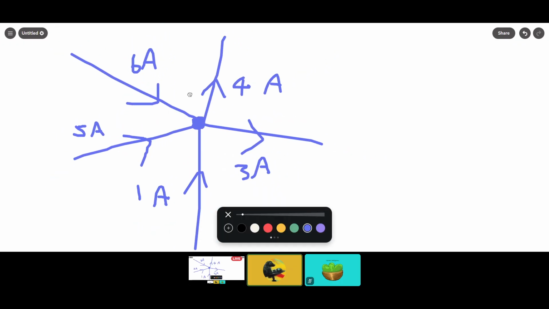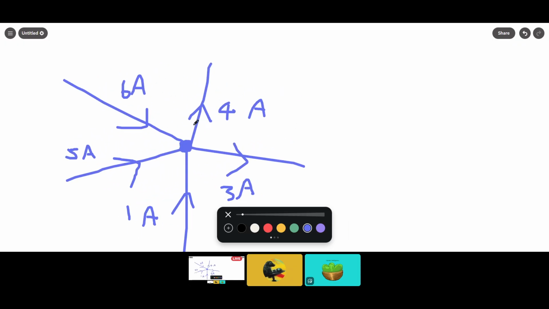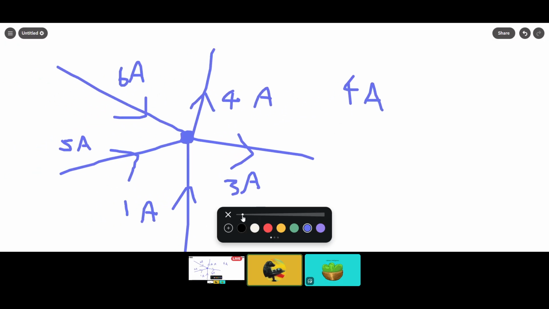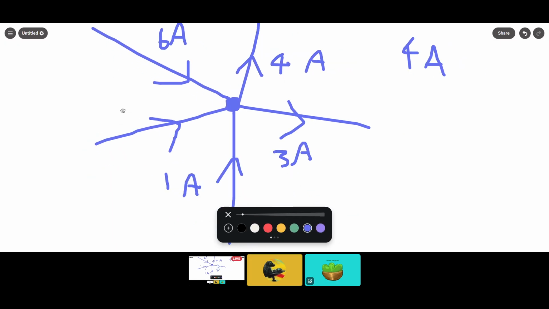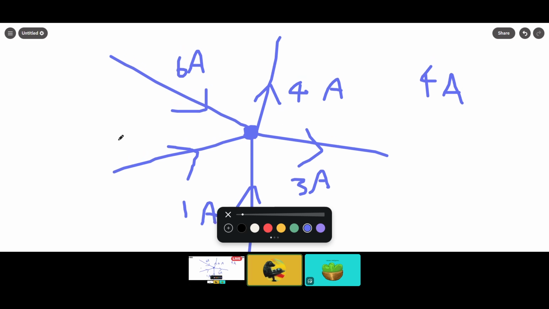Now I will be teaching you something called KCL, or Kirchhoff's current law. Kirchhoff's current law states that the current going into a node is equal to the current going out of the node. So in this case, the current going out of the node is 4 amps. Oh, okay, I made a mistake here. Sorry. In this case, this has to be 0 amps. Wait, what am I saying?